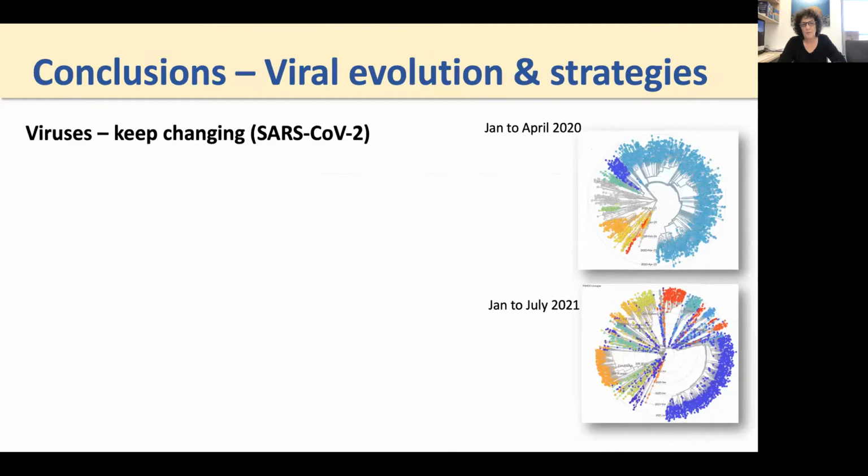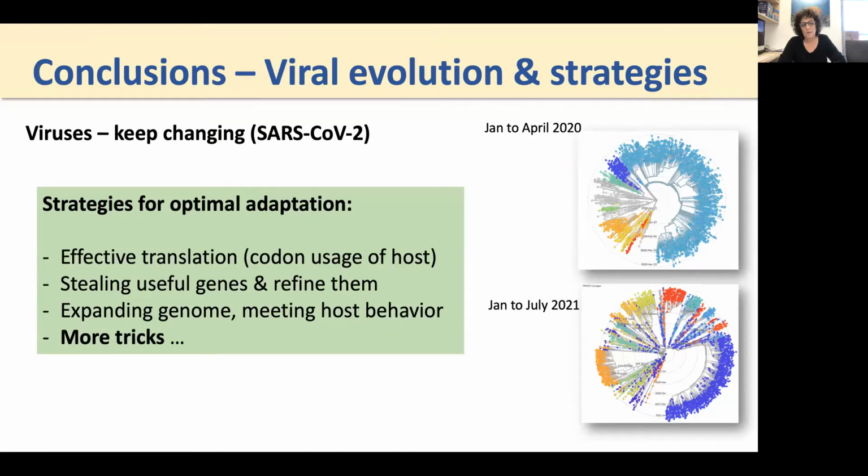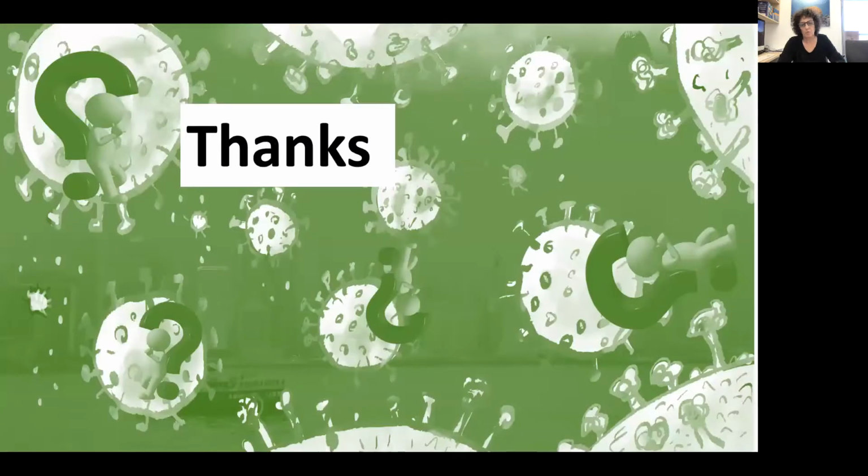So to wrap up, I wanted to show you that viruses are changing. As we know, this is just a coronavirus as a reference. And we know that they do have strategies for optimization, either by effective translation, and they do have more tricks. Thank you very much, and I think I'll stop here.